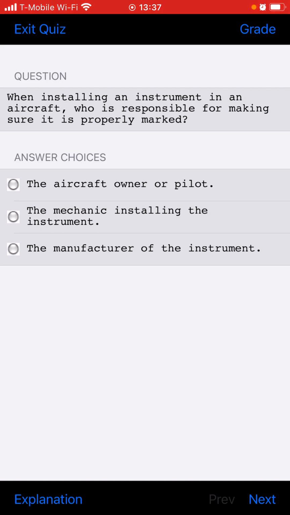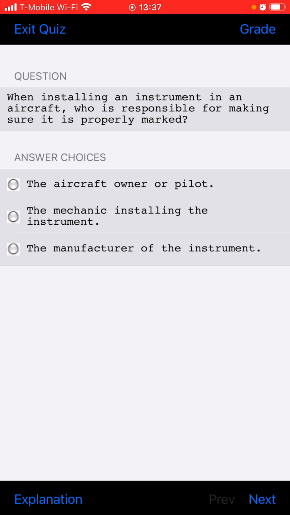What does the term wet wing mean? It means sealed portion of the aircraft wing structure forms the fuel tanks.